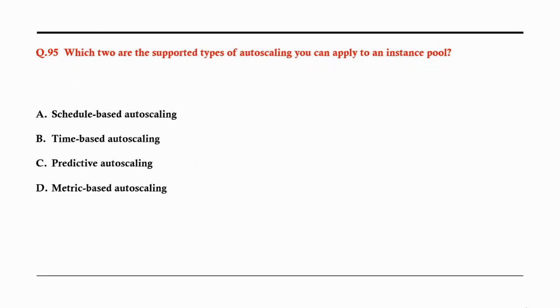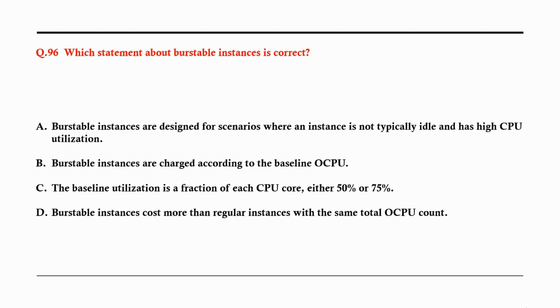Question 95. Which two are the supported types of autoscaling you can apply to an instance pool? The correct answer is A, schedule based autoscaling, and D, metric based autoscaling. Question 96. Which statement about the burstable instance is correct? The answer is B. A burstable instance is charged according to the baseline OCPU.